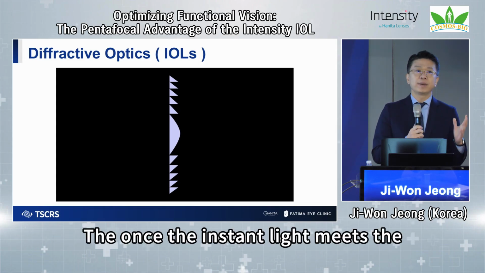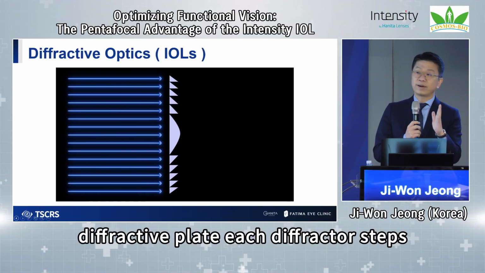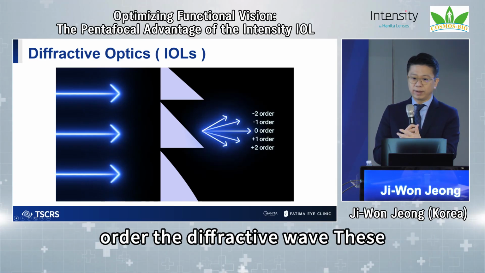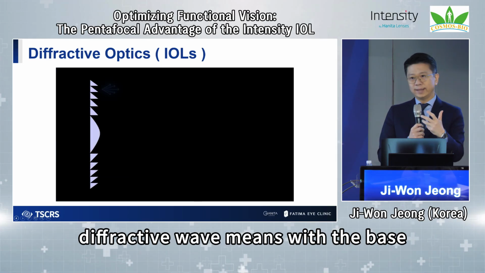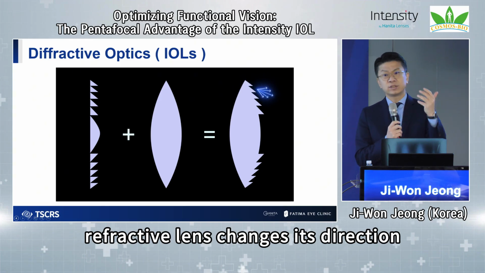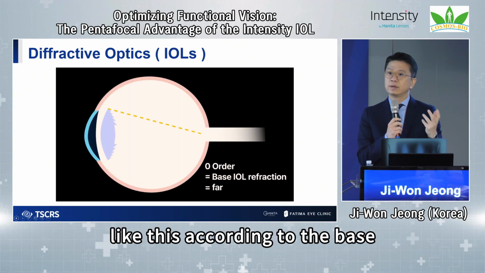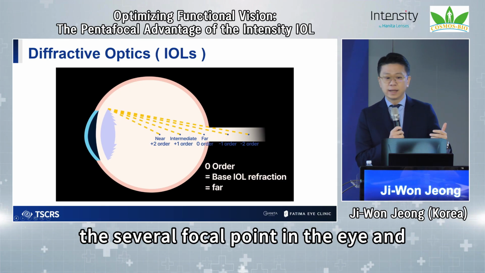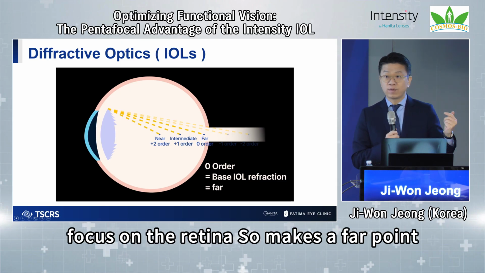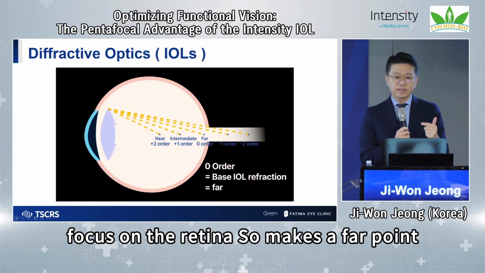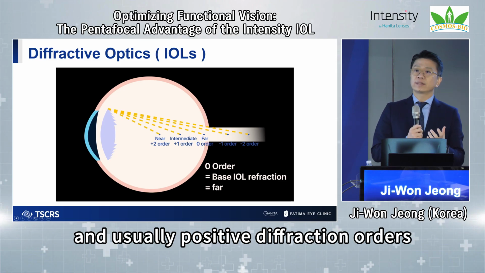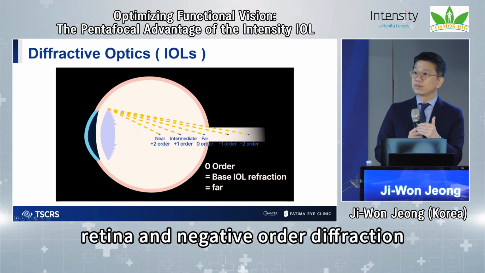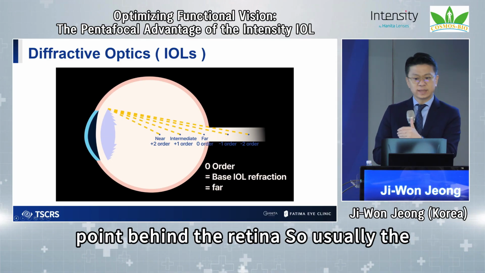Once the incident light meets the diffractive plate, each diffractive step acts like a slit and makes a different order of diffractive wave. This diffractive wave meets the base refractive lens and changes its direction according to the base refractive lens power. So finally, we get several focal points in the eye, and usually the zero-order diffractive waves focus on the retina, making a far point. And usually positive diffraction orders make their focus in front of the retina, and negative order diffractive waves make their focal point behind the retina.